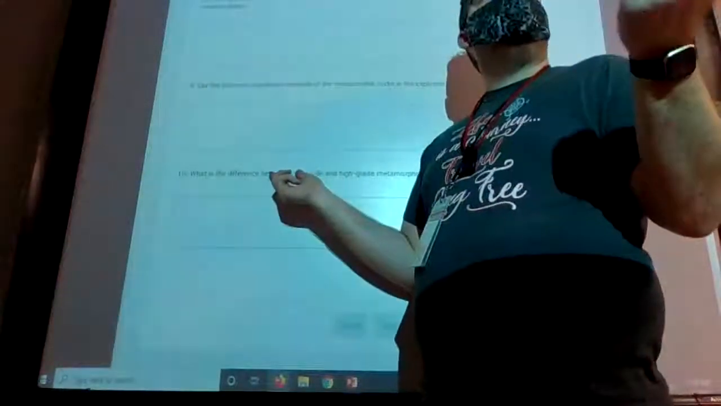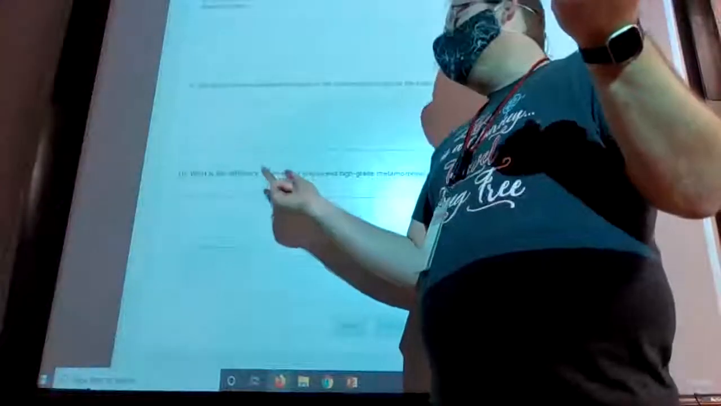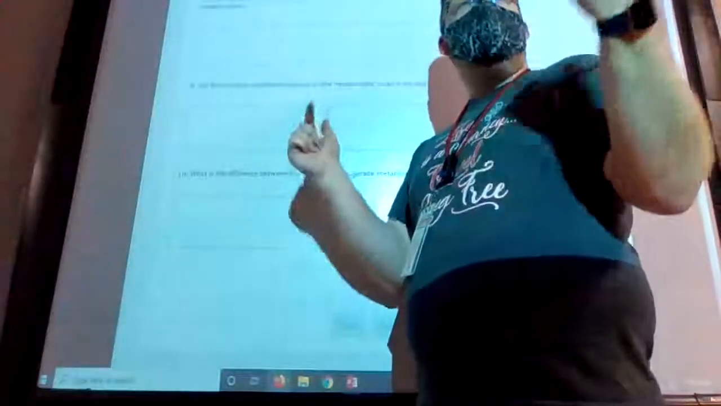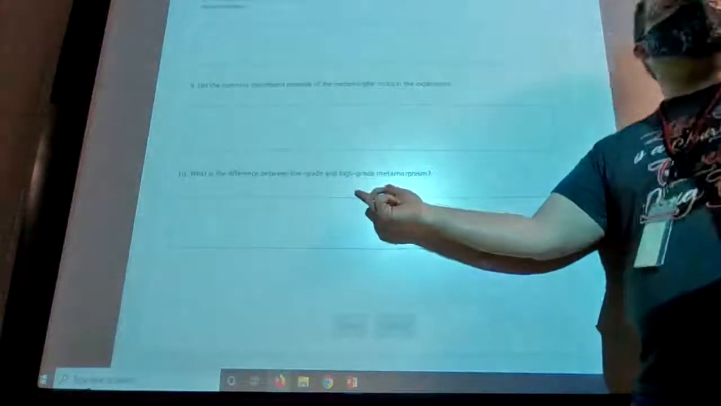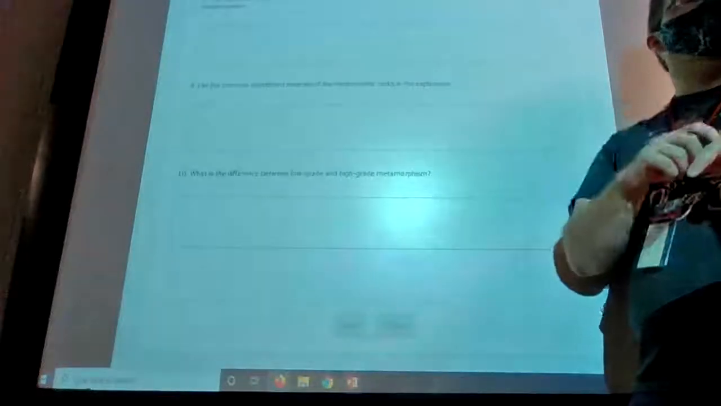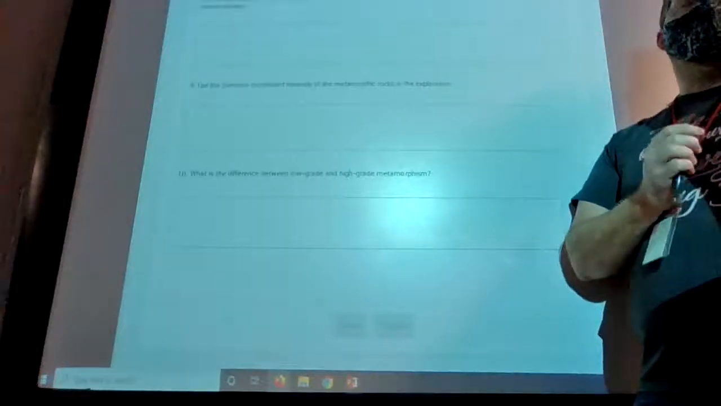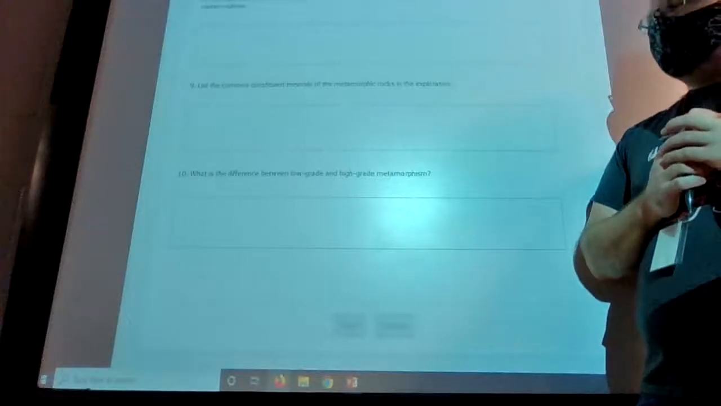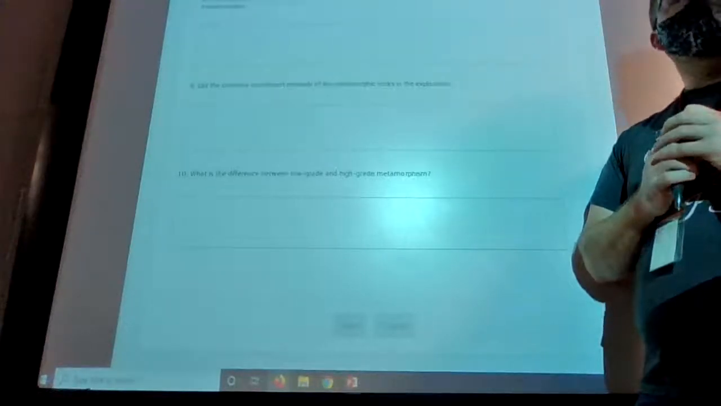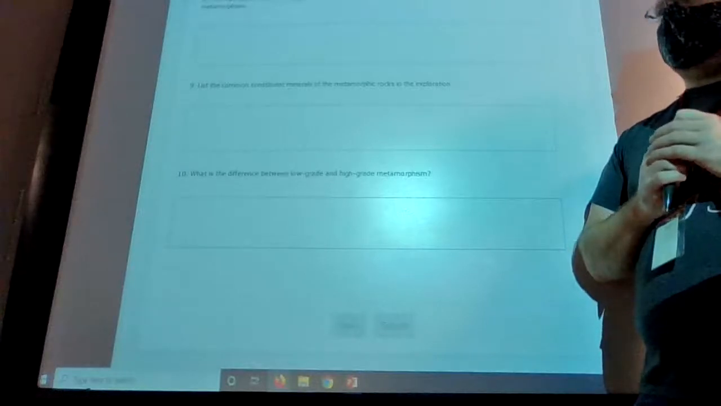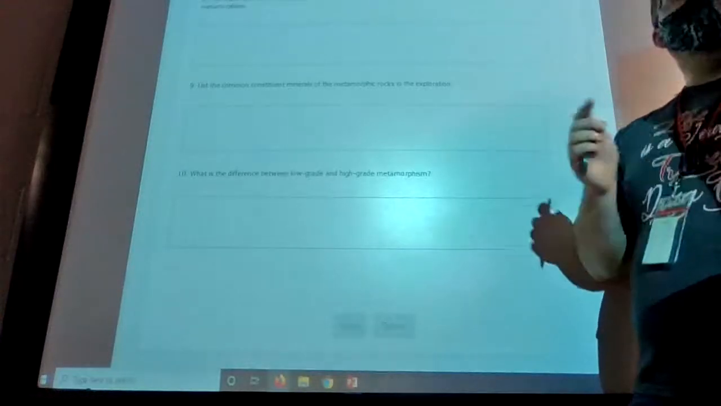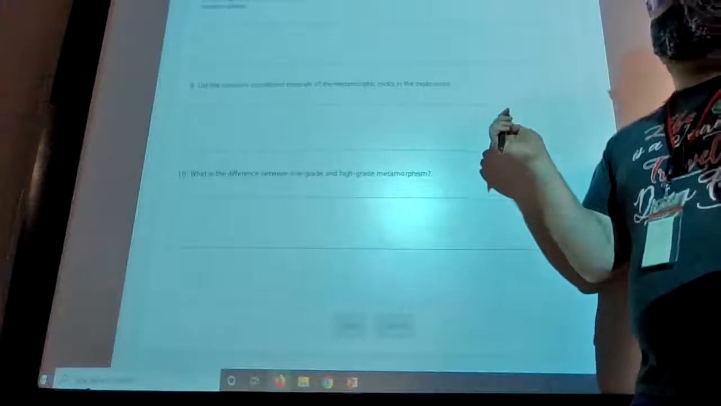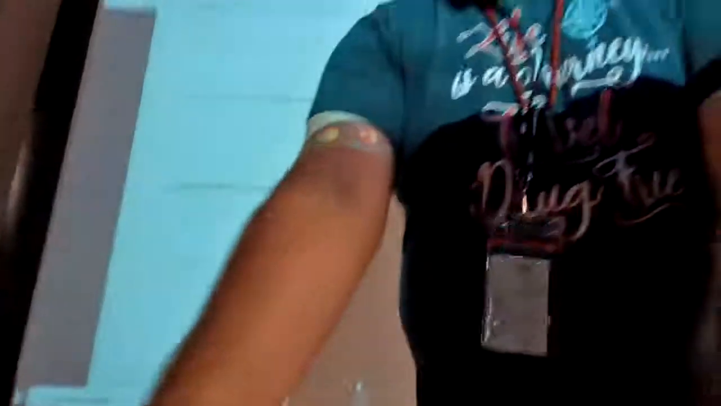And the other difference is going to be the temperature and pressure. So low-grade metamorphism is low heat and low pressure. High-grade metamorphism is high heat and high pressure. And that makes sense. The more heat and pressure you have, the more metamorphism you're going to do, or more metamorphizing. Metamorphing? Metamorphosis? I don't know. The more morphing you're going to do. And then the less heat and pressure you have, the less changing you're going to do. I think that's it.